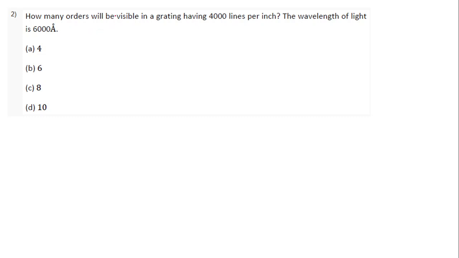How many orders will be visible in a grating? Again, the question is on a grating which has 4,000 lines per inch. Okay, let's convert inch to some known length unit. So 4,000 lines per inch means 4,000 lines per 2.54 centimeters. Then it's a grating, so it will have opening and then it will have opaque length. So total A plus B will be the grating element. This we call grating element.